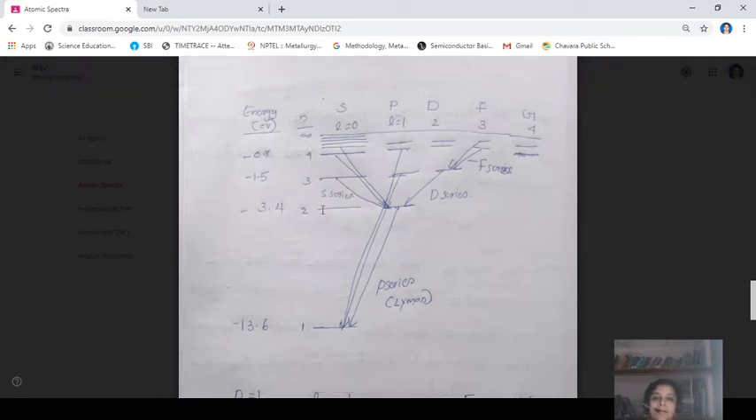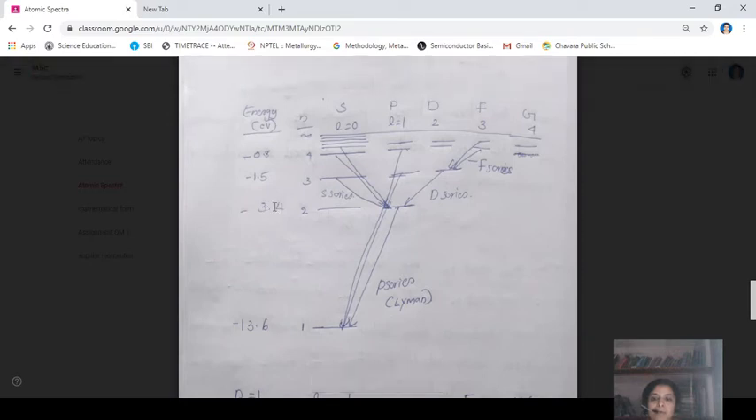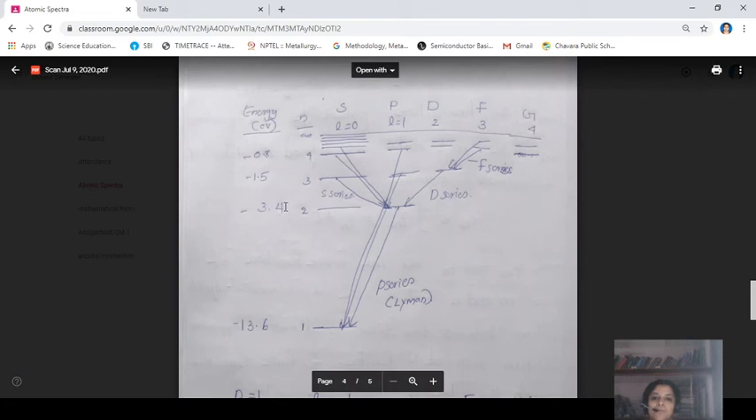One is L equal to 0 and the other is L equal to 1. These two lines indicate the two different states which have L values 0 and 1. And the energy is minus 3.4. This energy is minus 13.6 by n square. Here n is equal to 2, so obviously minus 13.6 by 4 gives you minus 3.4.